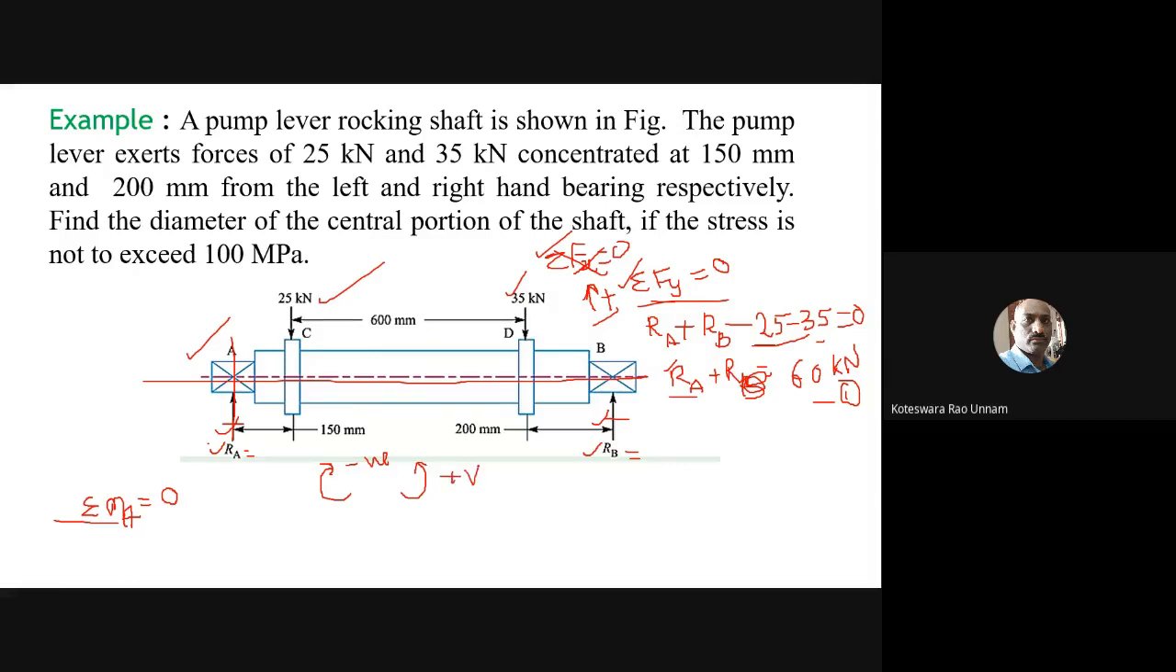You need not follow this one; this is what I prefer. But if you want to take the opposite direction, no issue. It doesn't matter, and it is not going to influence your solution. That means clockwise positive, anti-clockwise negative, you can take it, and you are going to get the same thing. But I'll follow this convention: anti-clockwise is positive, clockwise is negative. For that, first we need to write the equation.